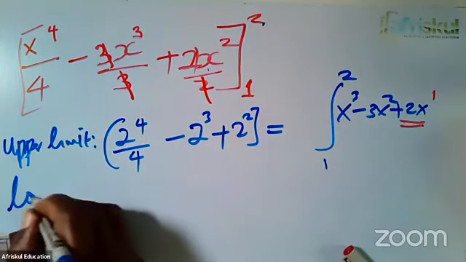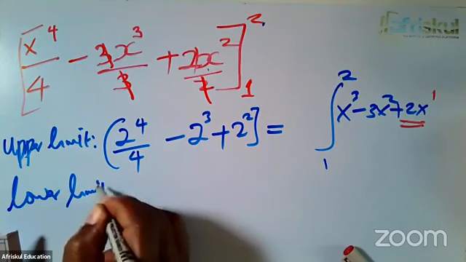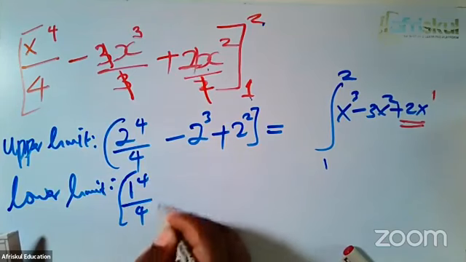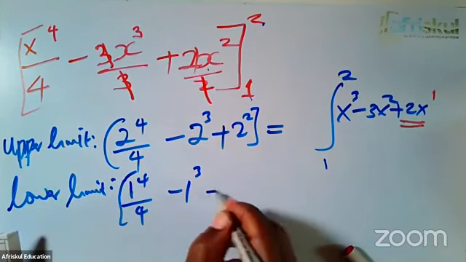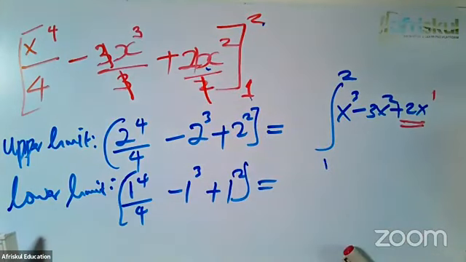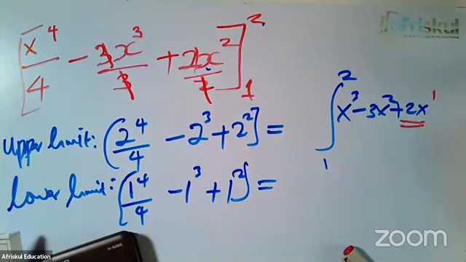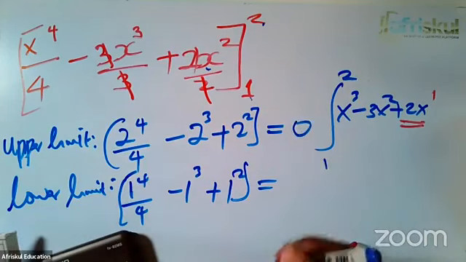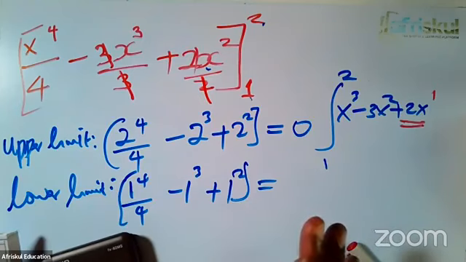And then you come and again assume this time around that in the entire function we have the lower limit. So 1 raised to power 4 over 4 minus 1 raised to power 3 plus 1 squared. Get an answer. So what do we have here? We have 2 raised to power 4 divided by 4 minus 2 raised to power 3 plus 2 raised to power 2 equals. So the upper limit, if I substitute, I'm able to get 0 there.